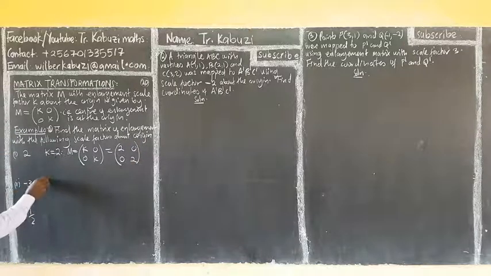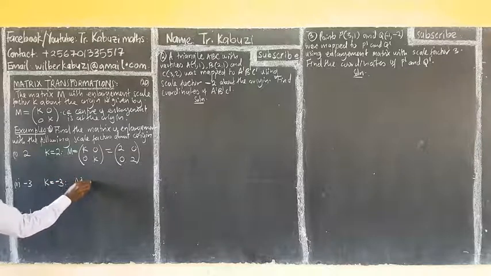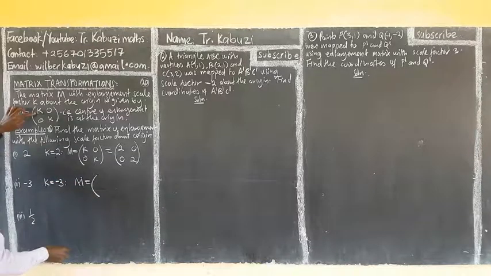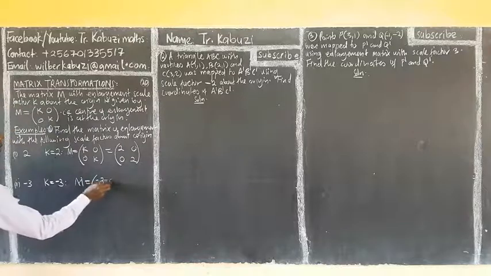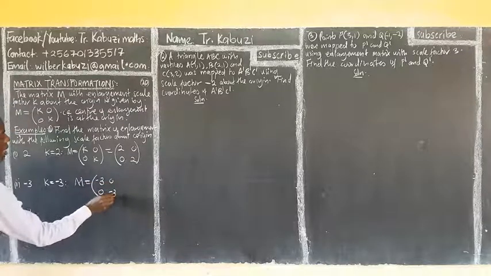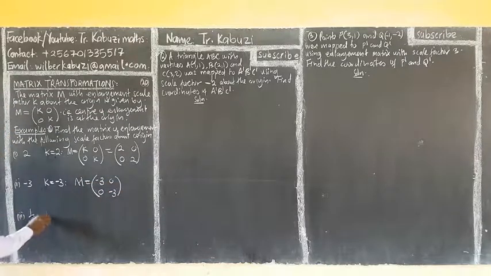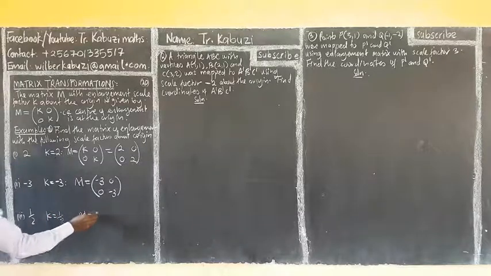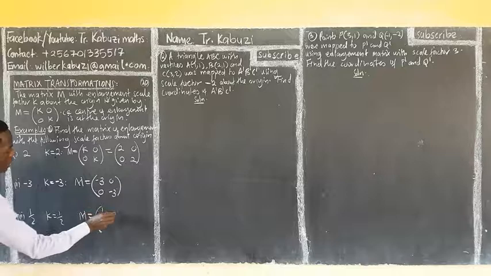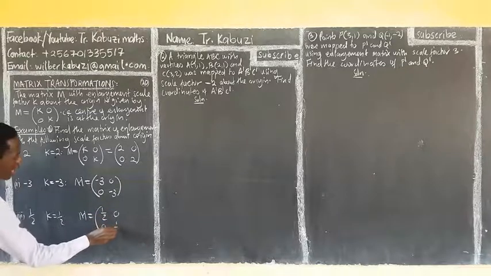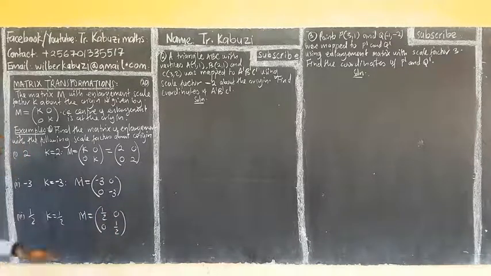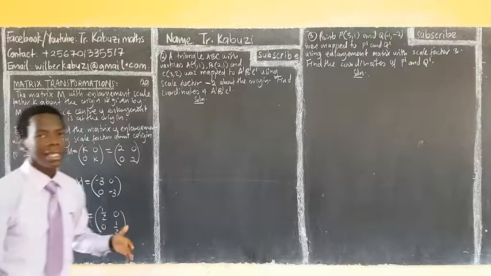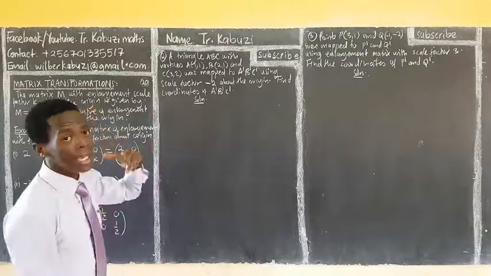Then for this one, my K is negative 3, so my matrix of enlargement is negative 3, 0, 0, negative 3. Then here my K is a half, so my matrix is a half, 0, 0, a half. So these are the matrices of enlargement with these scale factors. Let us see how we apply that in questions.